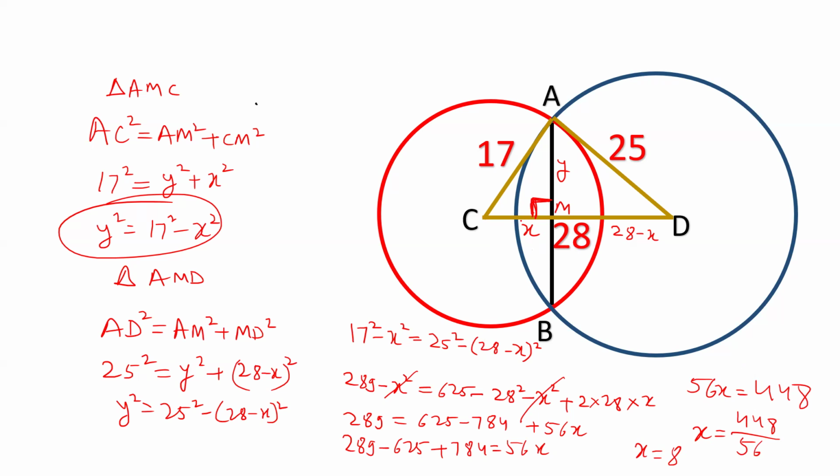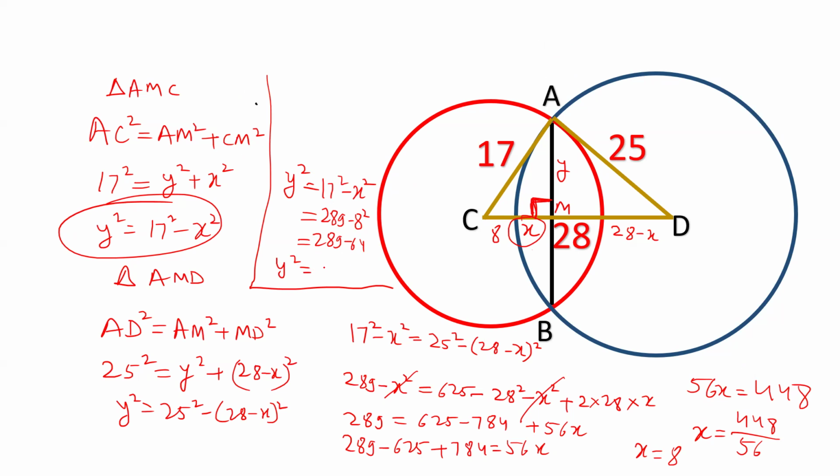And if x equals 8, then using the Pythagoras theorem in triangle AMC, we know that y square equals 17 square minus x square. 17 square is 289 minus 8 square, 289 minus 64, so y square equals 225 and y will be equal to 15. So the length of AM is 15, and similarly BM is also 15. The value of AB will be 15 plus 15, which is 30 centimeters.